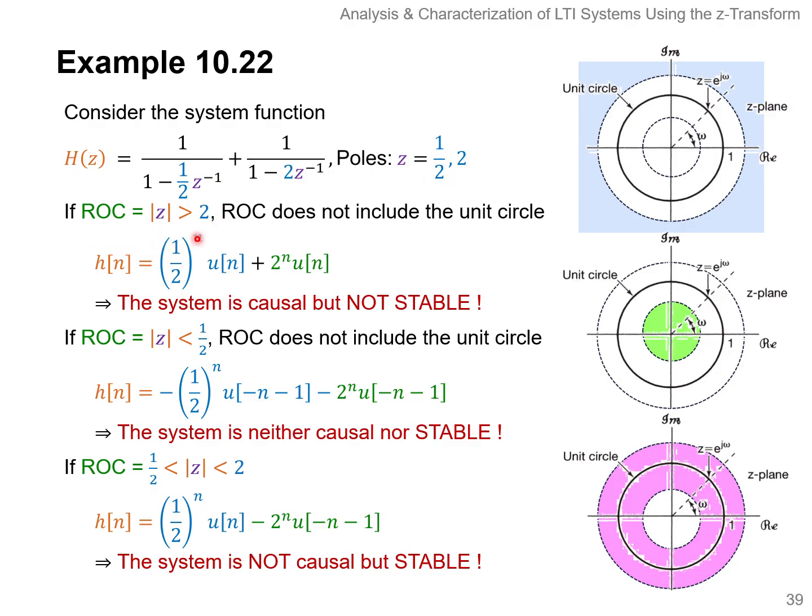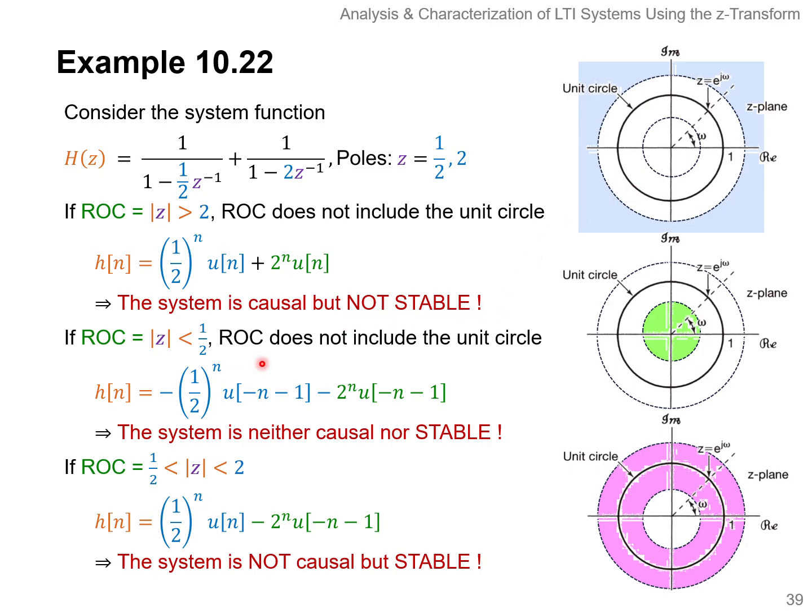First case, if the ROC is outside the outermost pole, so outside radius 2, this ROC does not include the unit circle. In this case, the impulse response is right-sided, so the system is causal. But because the unit circle is not inside the ROC, the system is not stable. So this system is causal but not stable.